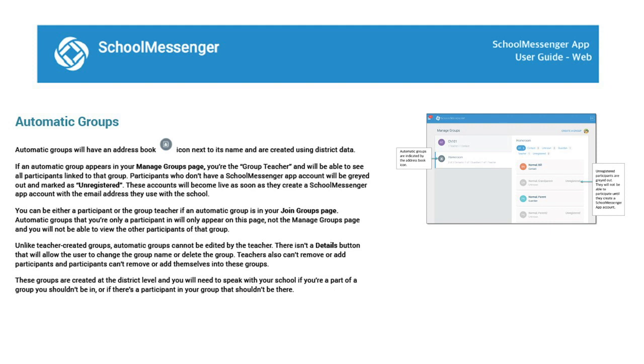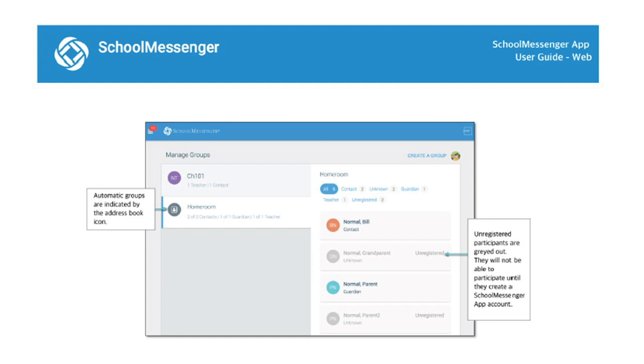Let's take a closer look at automatic groups. Automatic groups will have an address book icon next to its name and are created using district data from PowerSchool. If an automatic group appears in your Manage Groups page, you're the group teacher and will be able to see all participants linked to that group. Participants who don't have a School Messenger app account will be grayed out and marked as unregistered. The teacher should encourage parents to create an account so that they will automatically be populated into the class group.